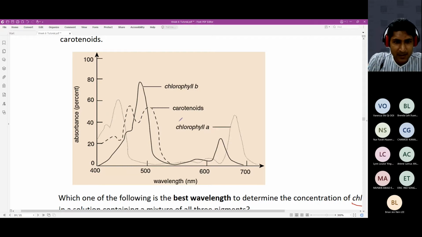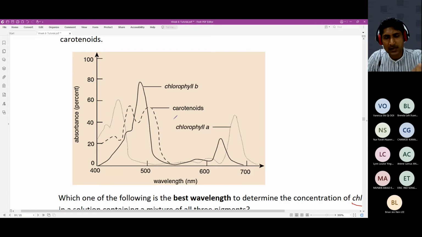And on the same paper, I put the values of carotenoid and chlorophyll A, one after another, and then I showed them by a dotted line, a dash line, or a solid line. That's it. I have drawn all 3 at one time.